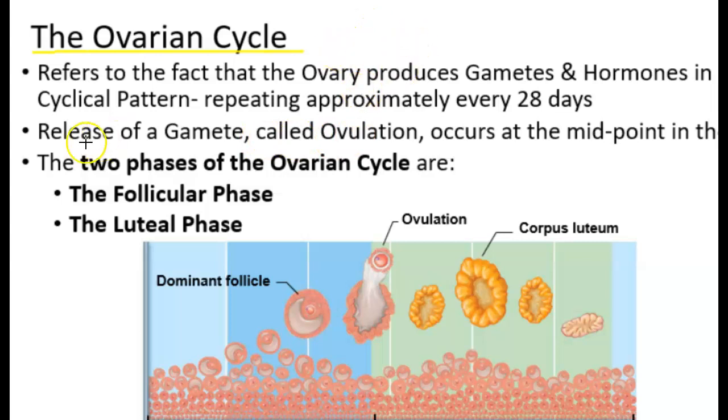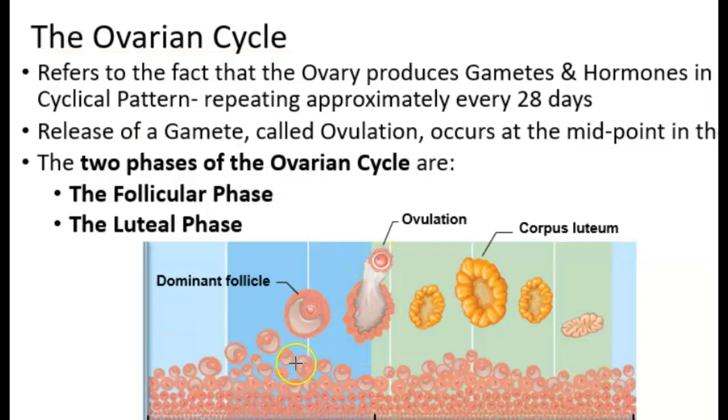The ovarian cycle will include releasing a gamete, called ovulation, and that occurs at the midpoint in the cycle, approximately at day 14. This picture shows the release of a gamete. Now the ovary is not what's releasing it. What's actually releasing the ovum or the oocyte is called a follicle, and we'll come back to that.